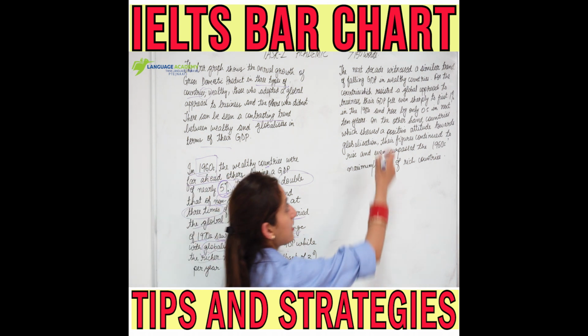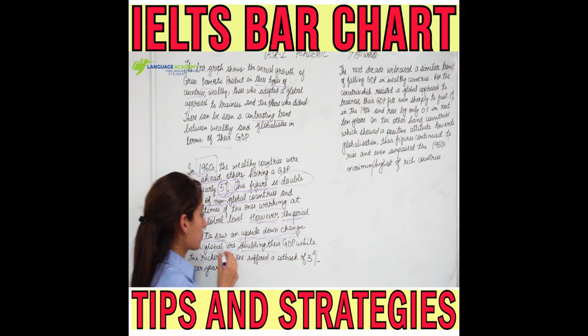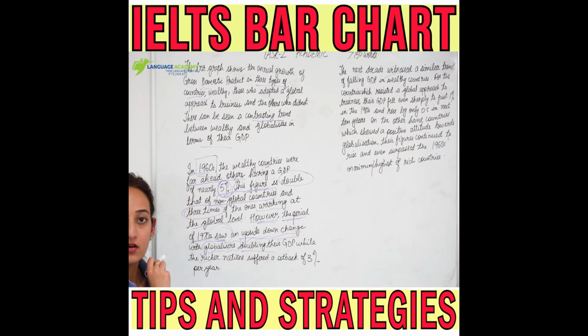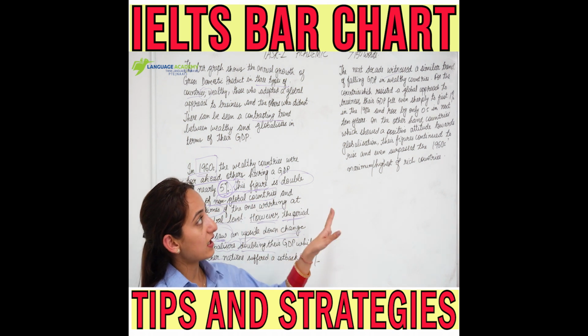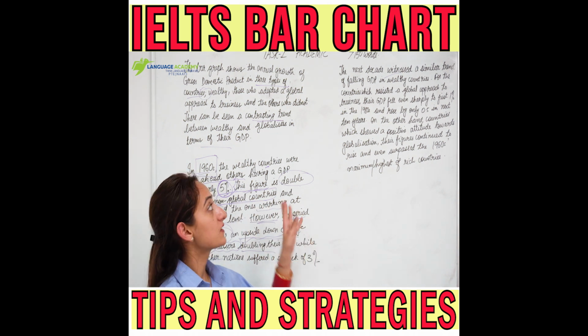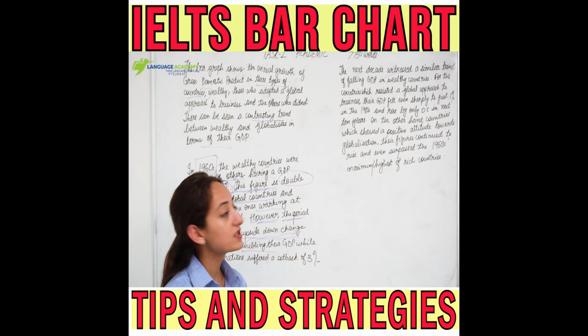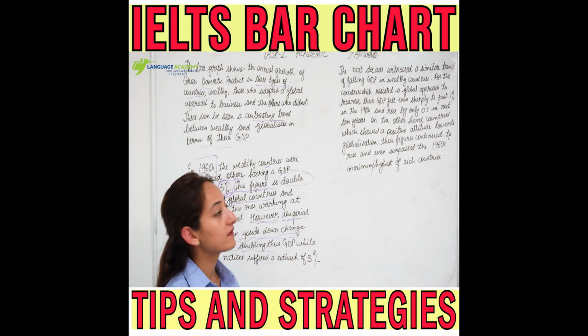witnessed. Now, "witnessed" is again a synonym for "saw," because we have used "saw" here, so we won't be using it any further now. We'll write a synonym, that is "witnessed." The next decade would ultimately mean 1980. Witnessed means saw a similar trend of falling GDP in wealthy countries.